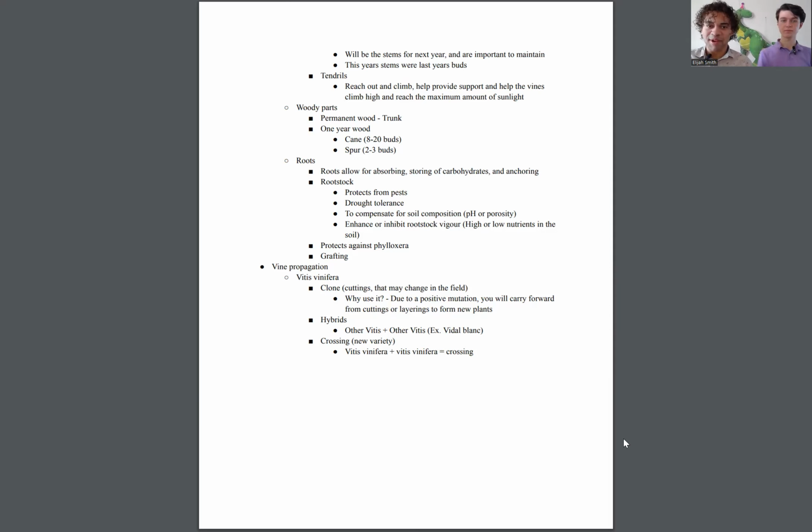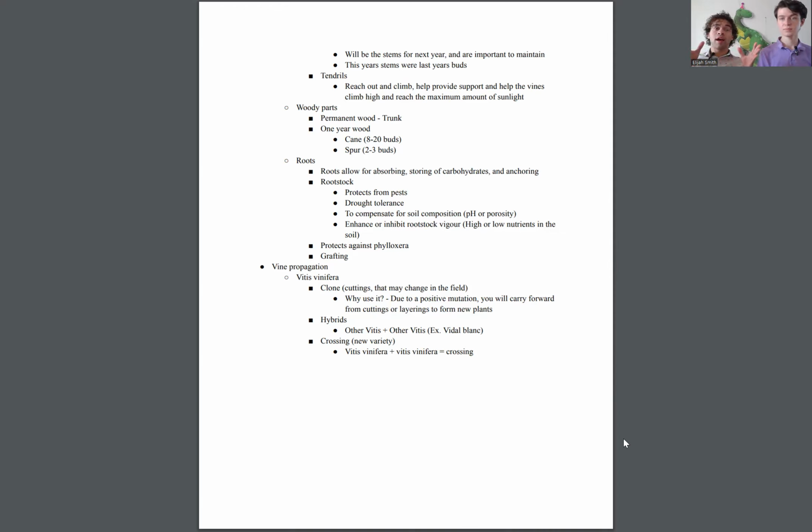All right, let's talk about the brown parts. So the brown parts are really just in reference to the woodier parts. So you'll hear me say they're either green parts or woody parts. So you have the permanent wood, which we're looking at as the trunk. Now the trunk has taken a couple years to mature and get to the size that it is.